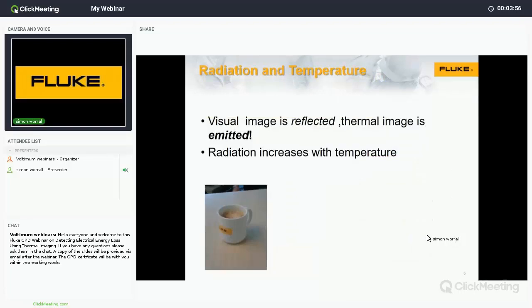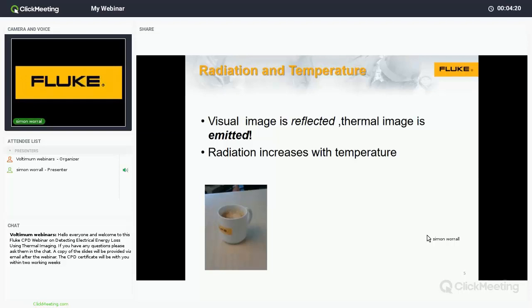Now, visual light, the light that we see, is reflected. Light bounces off the image and reflects into our eyes, and that's how we see it. When we're looking at infrared, the radiation is actually emitted from the object, and the hotter the surface of the object is, the more infrared radiation will be generated. So infrared radiation increases with temperature.